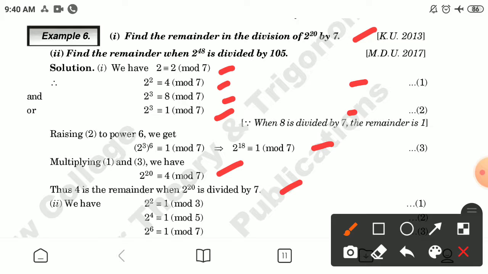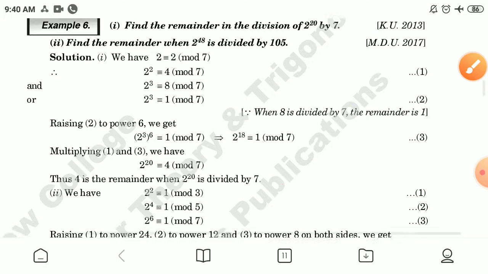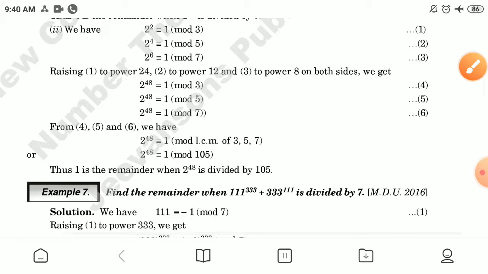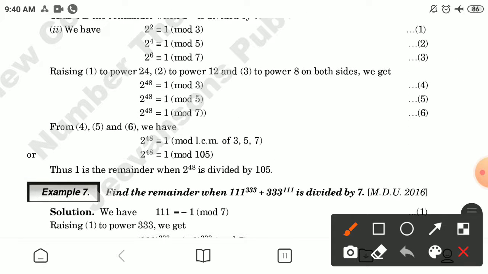Next problem, find the remainder when 2 raised to power 40 is divided by 105. We have 2 raised to power 2 is congruent to 1 mod 3. 2 raised to power 4 is congruent to 1 mod 5. 2 raised to power 6 is congruent to 1 mod 7, marking this as 1, 2 and 3.